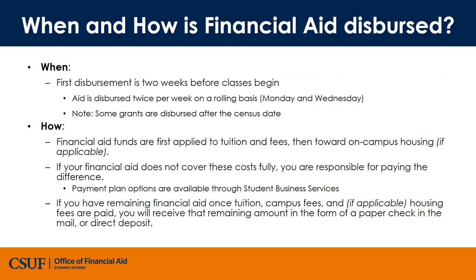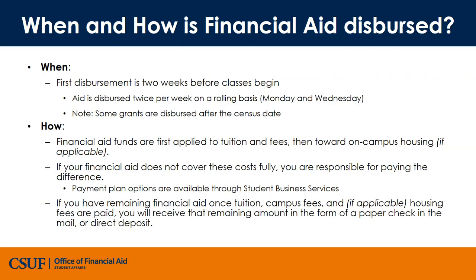Please note that some grants are only awarded after census has taken place. Census occurs once per semester, specifically 4 weeks after the start of the fall and spring term. The purpose for census is to ensure that financial aid awards match your units of enrollment.